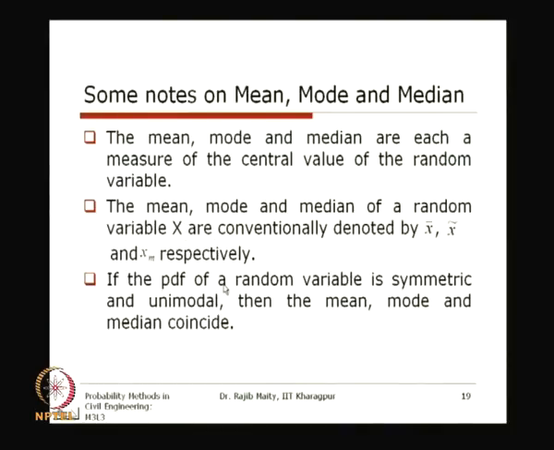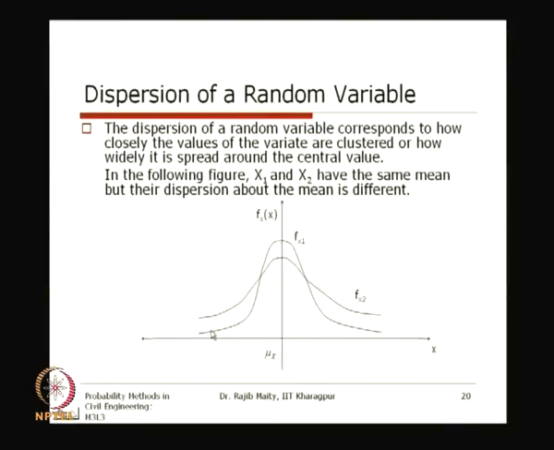If the probability density function of a random variable is symmetric and unimodal, as the normal distribution is, having only one mode, then the mean, mode and median coincide, just as we discussed. Now the second descriptor of a random variable is the dispersion. Dispersion means the spread over the mean. Once I identify where it is tending towards the center, I want to know how it is distributed about that mean.